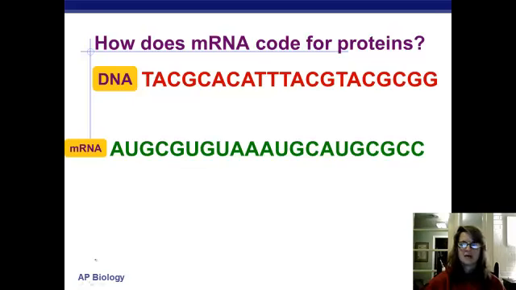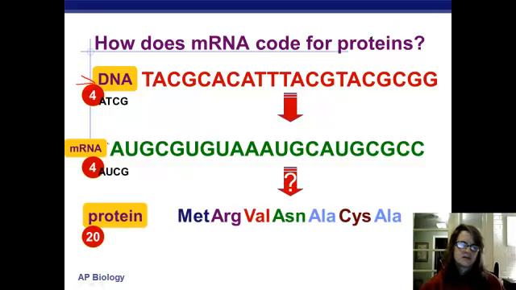So, how does mRNA code for proteins? Let's just have a little review. If this is your DNA molecule here, to create mRNA, you would go complementary to T, which is A, complementary to A, which is U, complementary to C, which is G, and so on down the line to make an mRNA molecule.